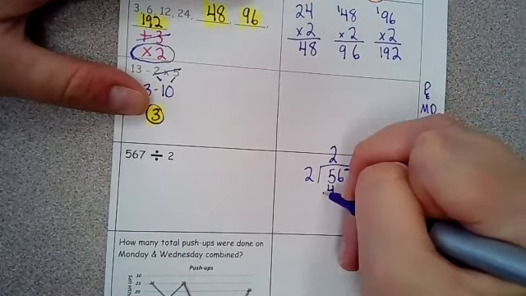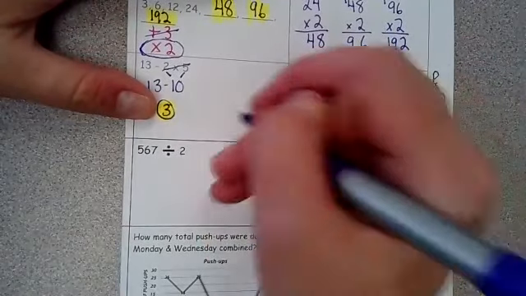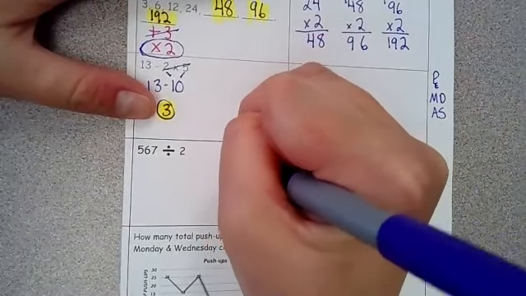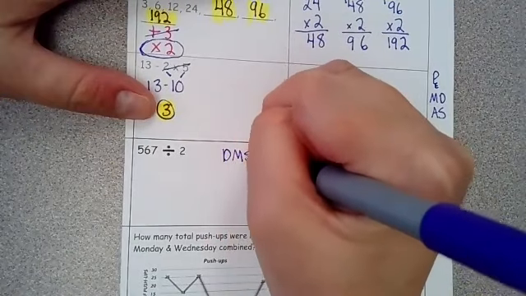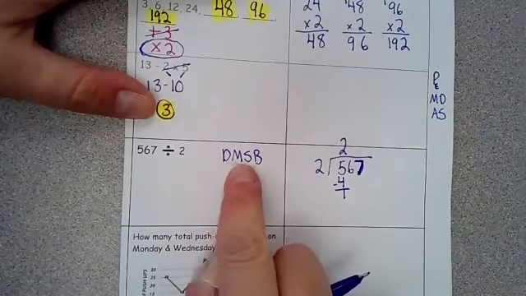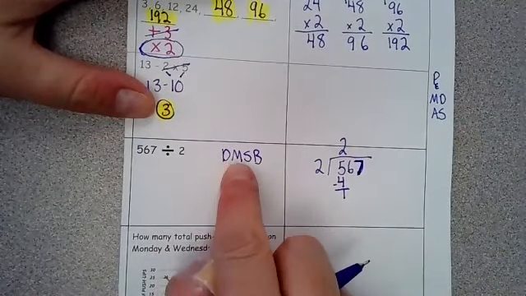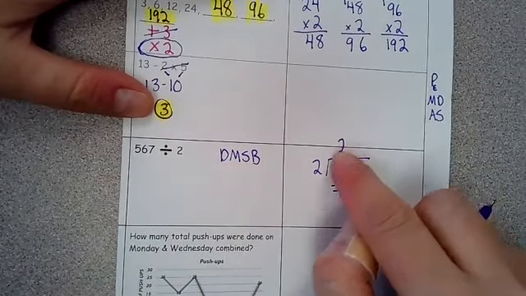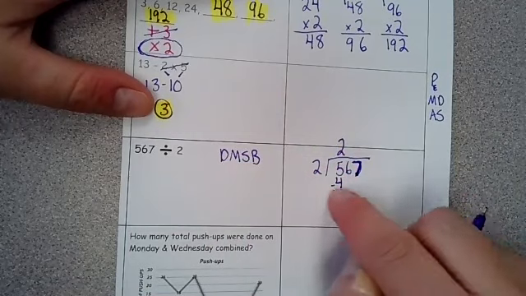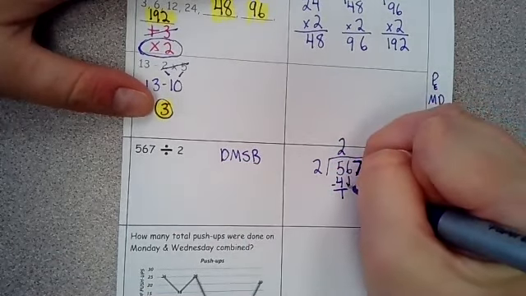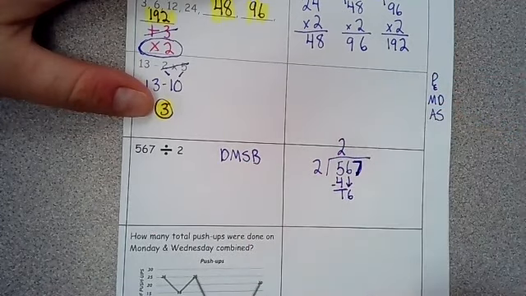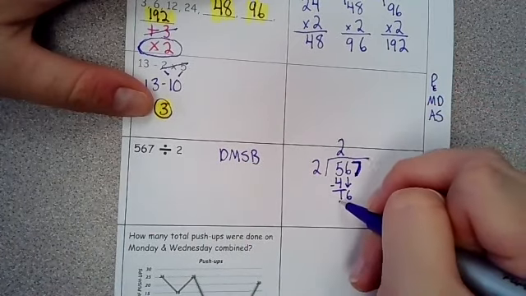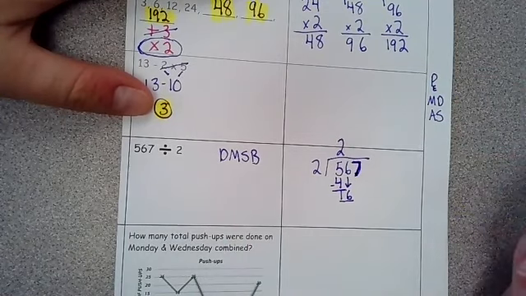So remember, I probably should have said this before now. Remember that the steps in long division are divide, multiply, subtract, bring down. Dumb monkey swing backwards. Divide, multiply, subtract, bring down. So we divided 2 into 5, we got 2. We multiplied 2 times 2, we got 4. We subtracted 4 from 5 and got 1. And then we bring down the 6. Now, this is the new number you're dealing with, 16.